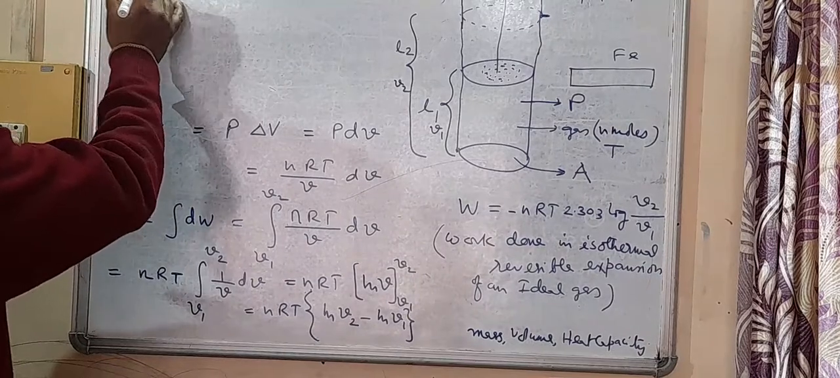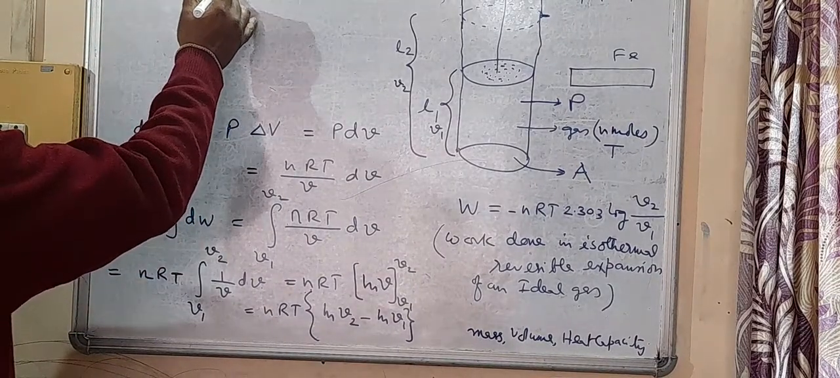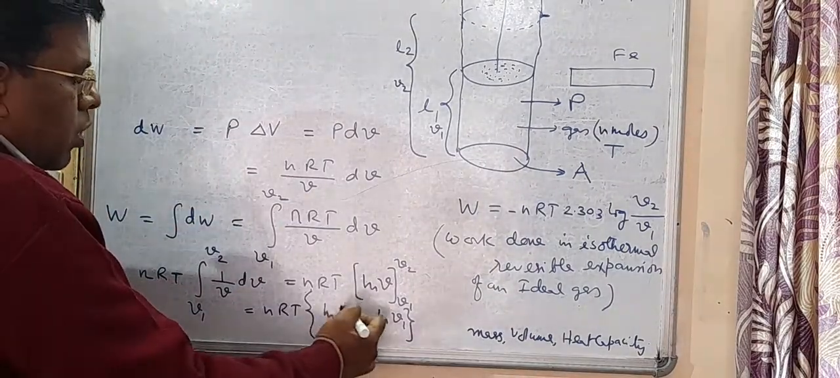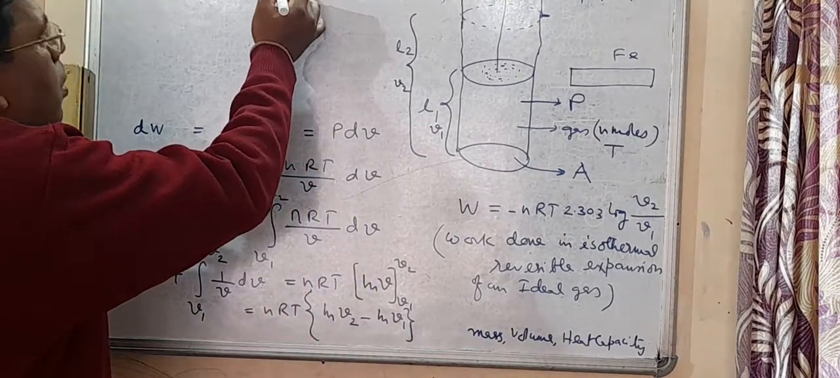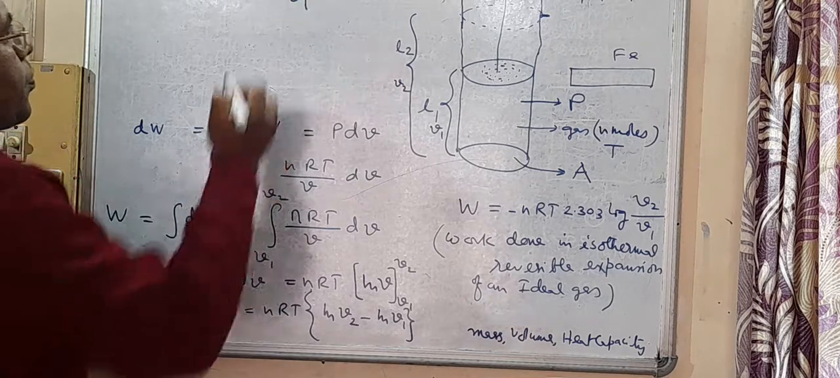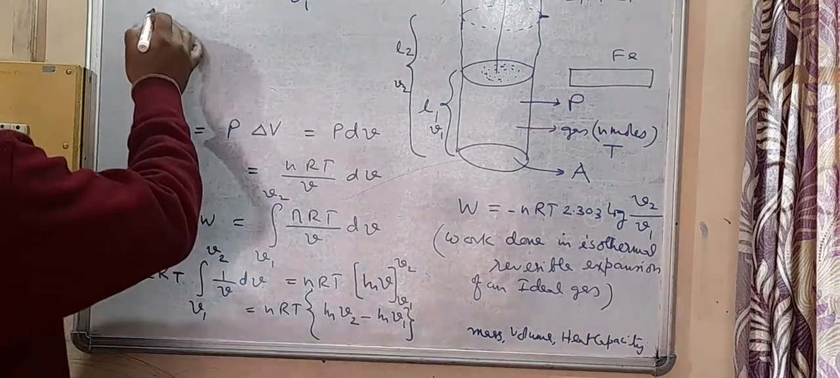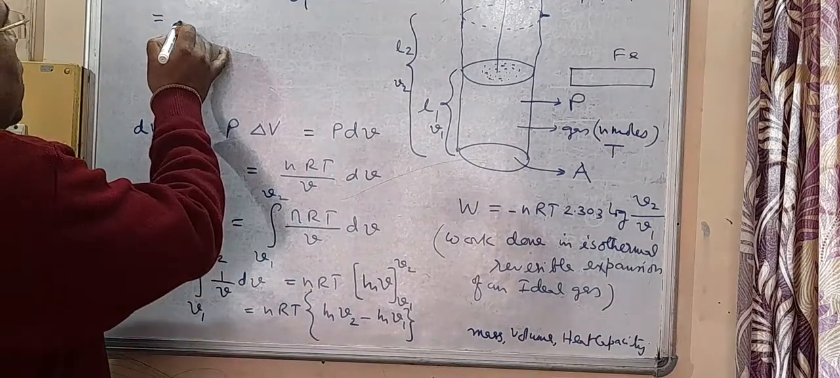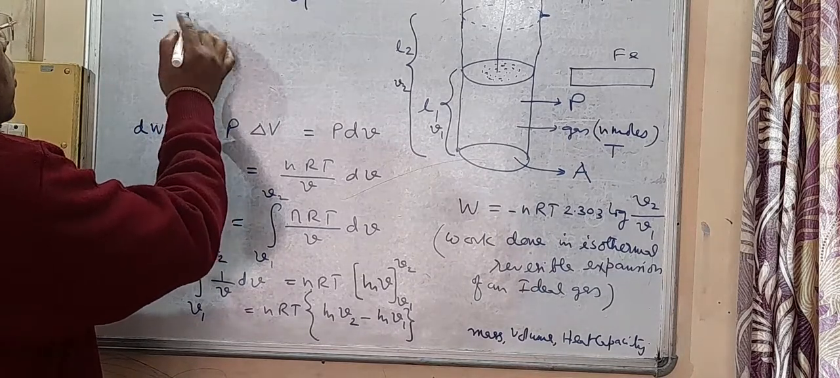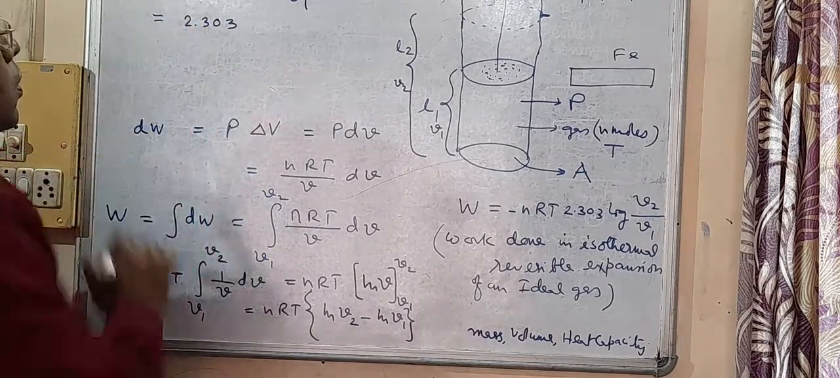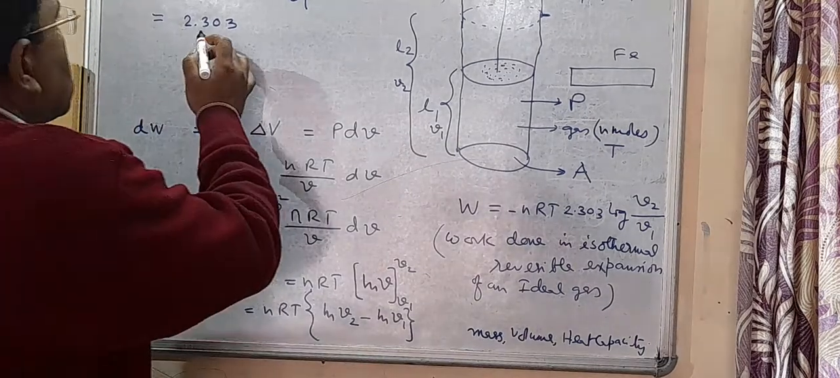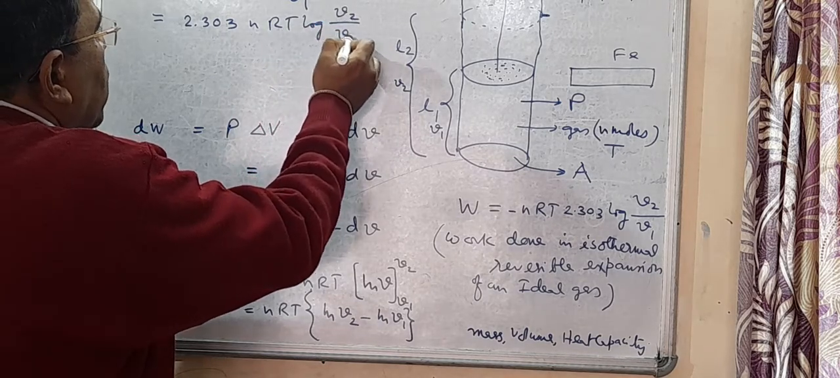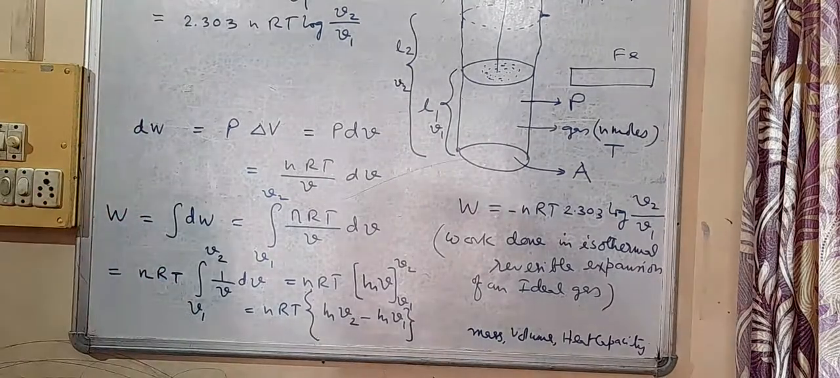So W is coming to nRT times this quantity. According to the property of logs, when log is minus, it becomes division, so ln V2 by V1. And to change natural log to common log, we have to multiply by the factor 2.303. So it is 2.303 nRT log V2 by V1. So this is what we got.